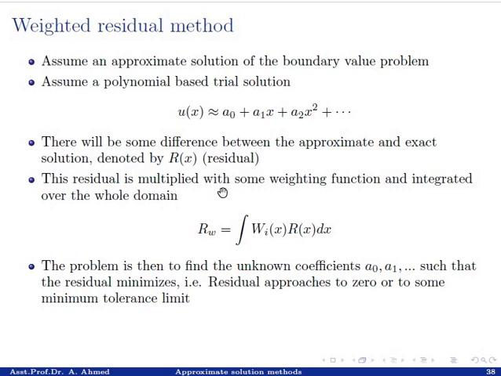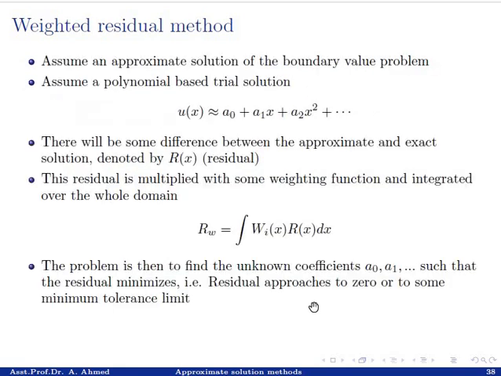This residual is then multiplied by some weighting function and integrated over the whole domain. So the problem is then to find the unknown coefficients a0, a1, a2 and so on, such that the residual minimizes, or the residual approaches 0 or some minimum tolerance limit.